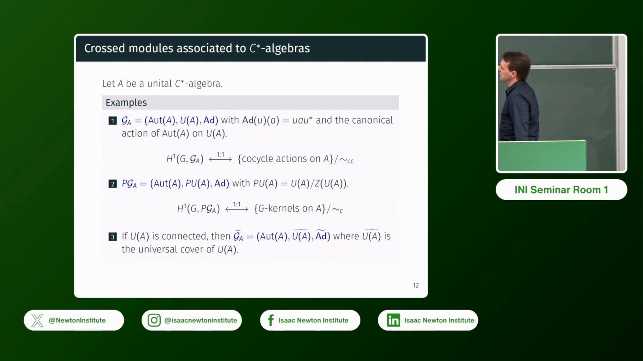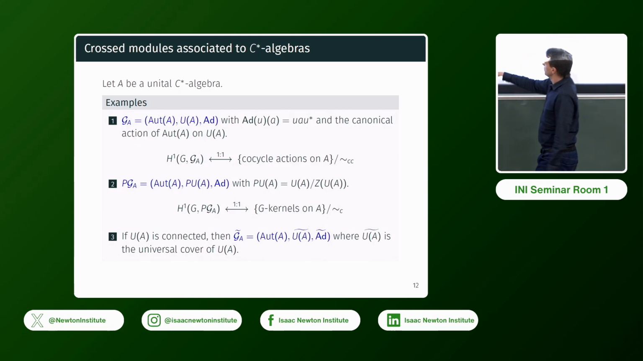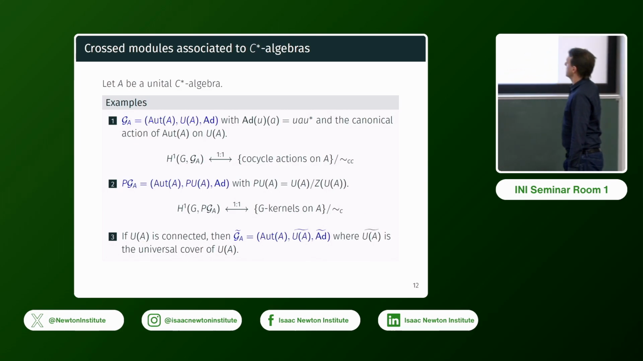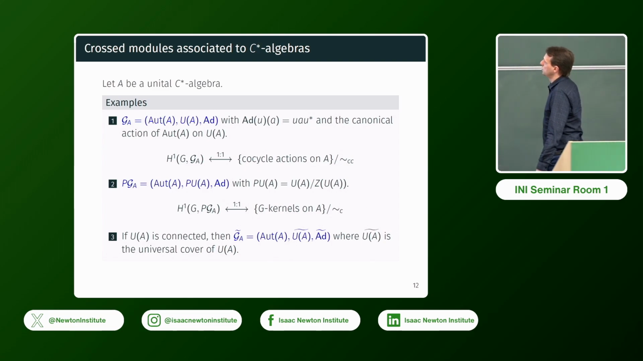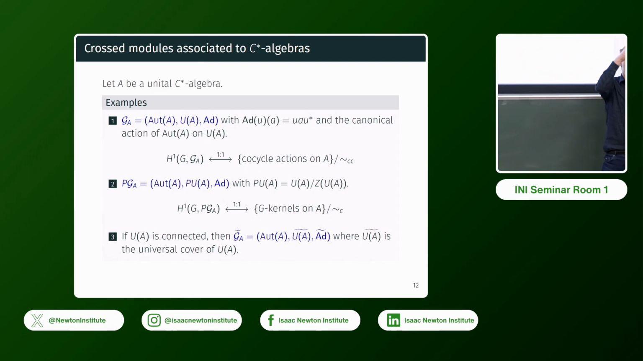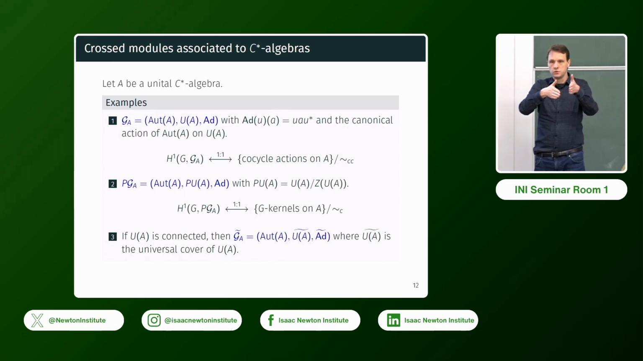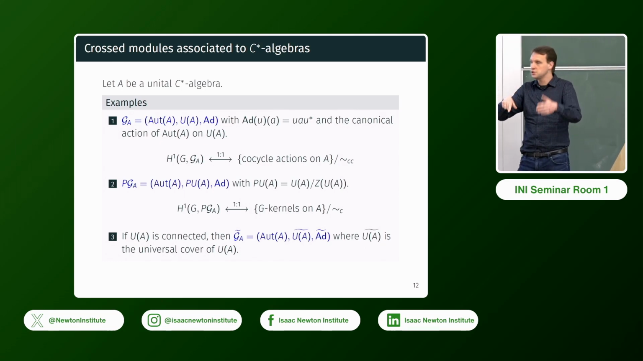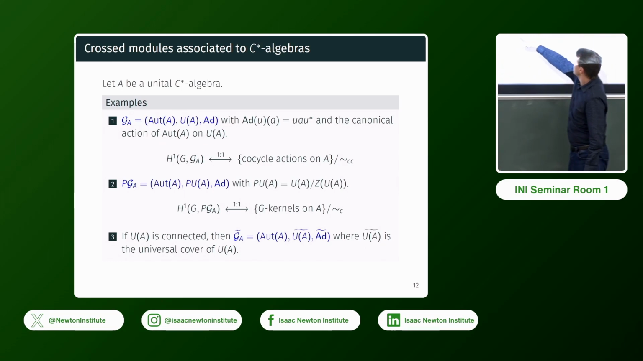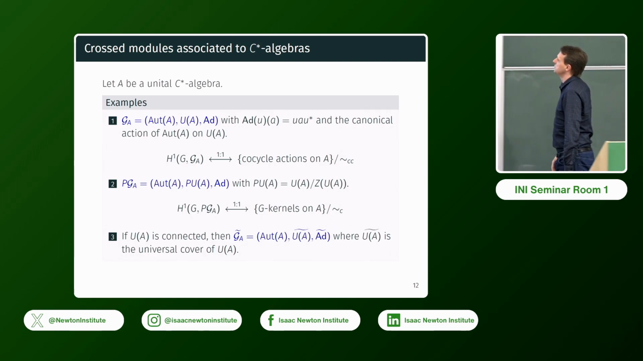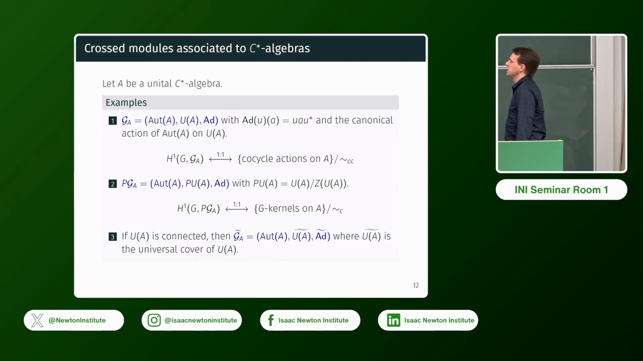All right, there's another example that works if the unitary group is connected. Then I can take its universal cover, which is another topological group. And then for the adjoint action, I can first project down from the universal cover to the group itself and then act by the adjoint action. And that gives me another crossed module. So there's a little bit of checking that you need to do there, but it still works. So that's another one.